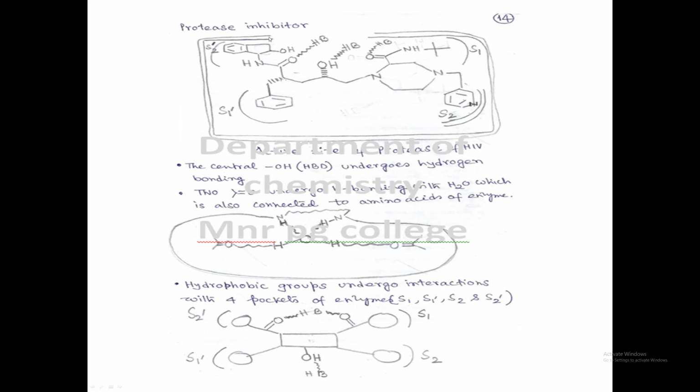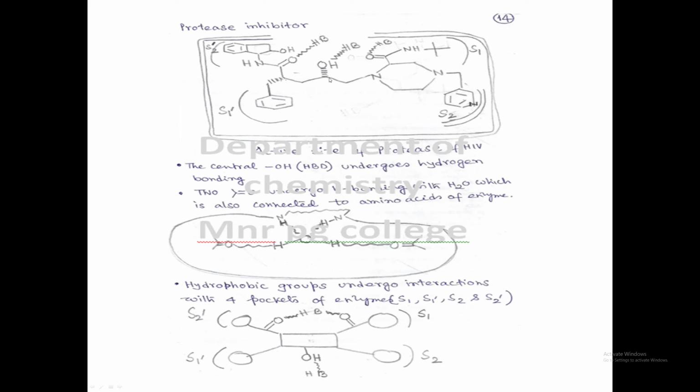Now what are the interactions? We know that the types of non-covalent interactions are hydrogen bonding, ionic interactions, pi-pi stacking, and hydrophobic interactions. So let us see how indinavir is interacting with the active site of protease. It is basically a protease inhibitor. If we look at the active site of protease, then we can see that there are 4 pockets, which are labeled as S1, S2, S1 prime and S2 prime.